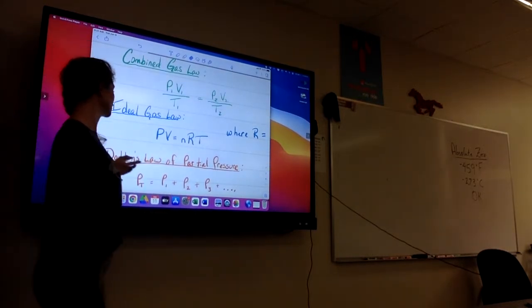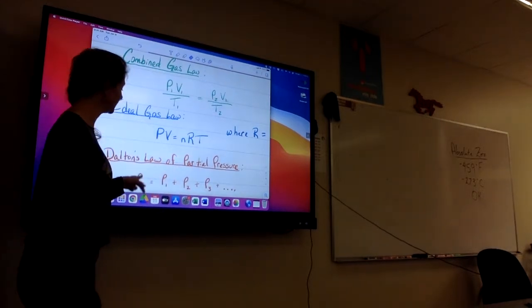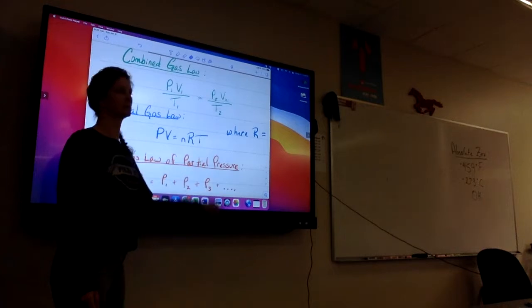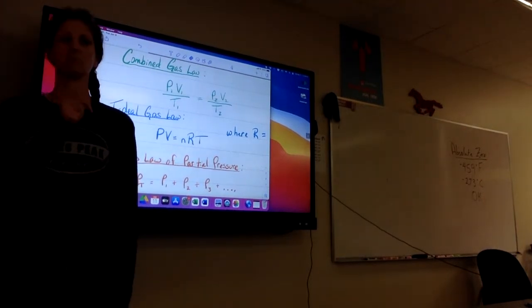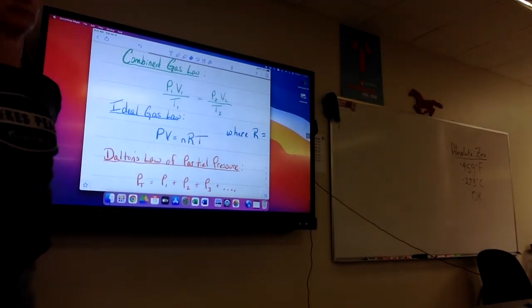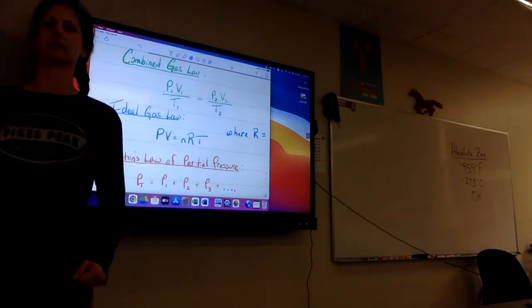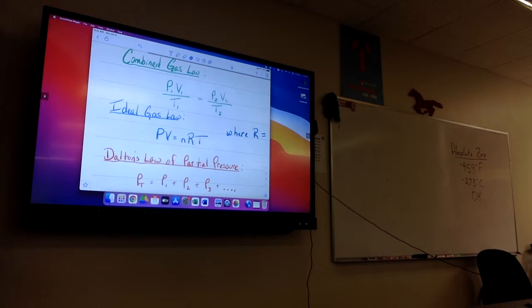So then that would be Dalton's law of partial pressure, P total is equal to P1 plus P2 plus P3. Wait, where R equals what? This says where R equals, and I need to zoom over there for you to be able to see it. I'm doing the notes from yesterday.